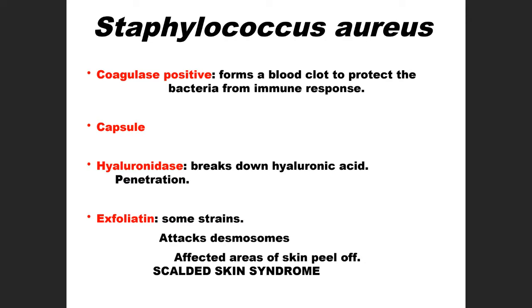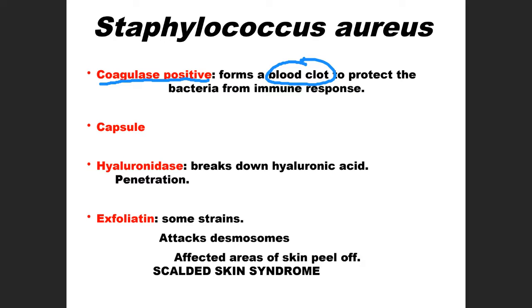So there are some strains of Staph aureus that are considered to be coagulase positive Staph aureus. What that means is that they produce this enzyme called coagulase. And what coagulase can help this bacteria to do is to form a blood clot around them. That blood clot kind of serves as a protective dome or a shield to prevent white blood cells from attacking them.